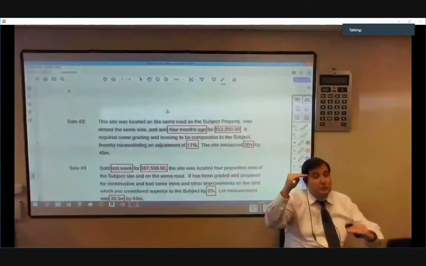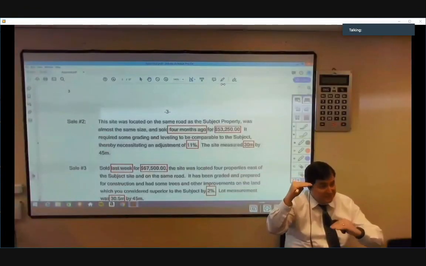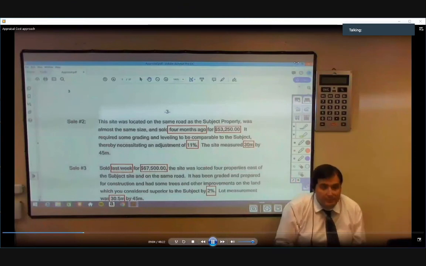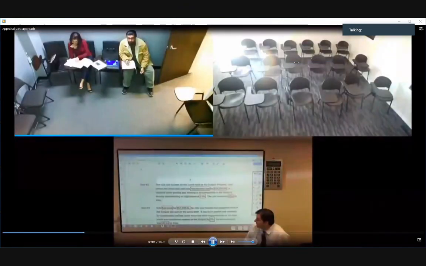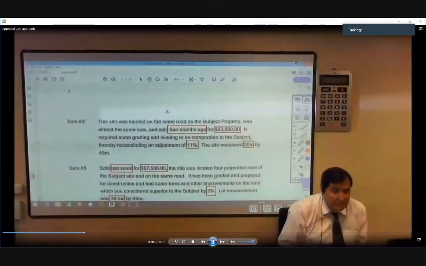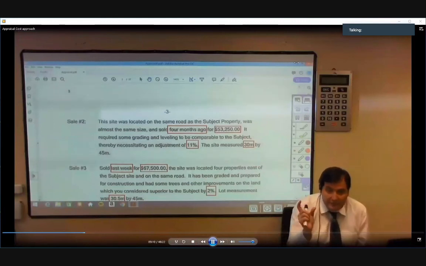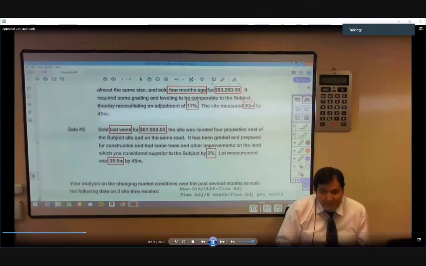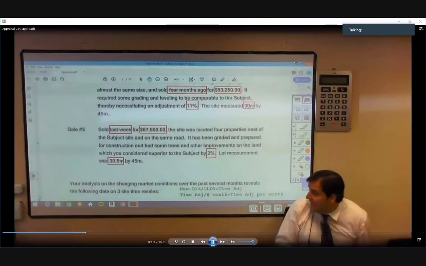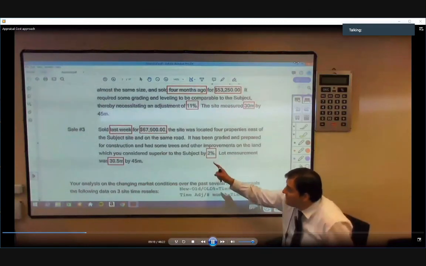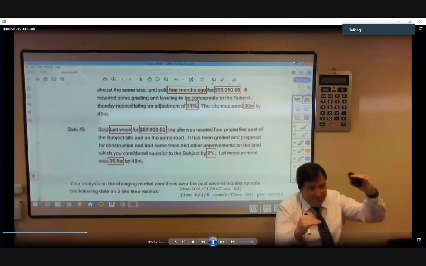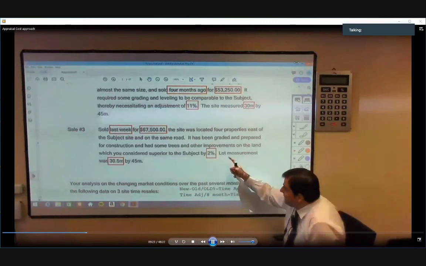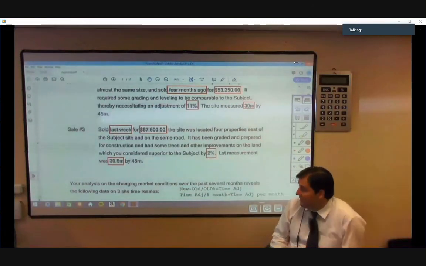Because it's yours here, this requires that. So it means it's less. So less is more. The size measure, 30 meters by 45 meters. So only the frontage is important, not the depth of the land. The last one sold last week, so you're not going to do a time adjustment for that. And it has something that is superior. So more is less, minus 2%. And the measurement, they give it to you.